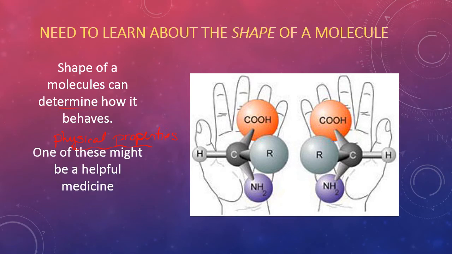For example, one of these molecules might be a medicine. If you look on the sides of some pill bottles, before the name of the medicine, it'll say L for a left-handed molecule or R for a right-handed molecule. The other one, well, that could be a poison.